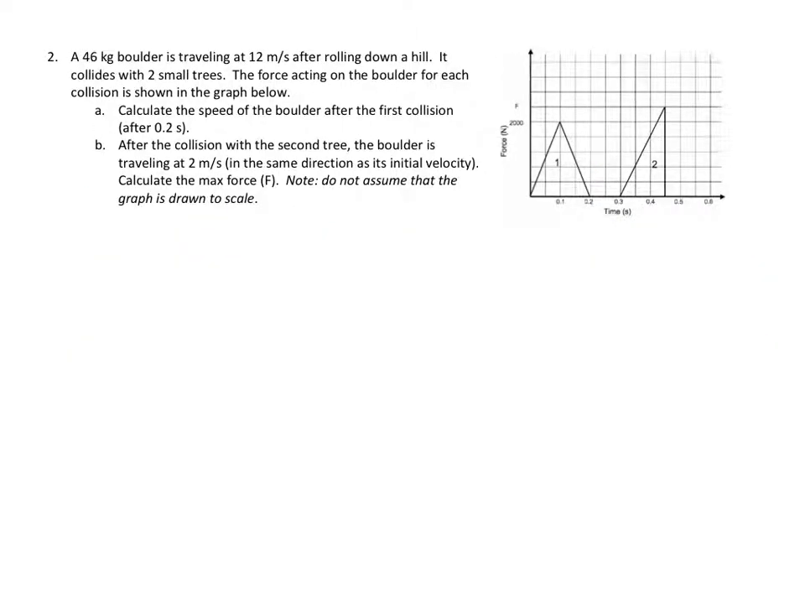A 46 kilogram boulder is traveling at 12 meters per second after rolling down a hill. It collides with 2 small trees. The force acting on the boulder for each collision is shown in the graph below. This should actually be to the right.